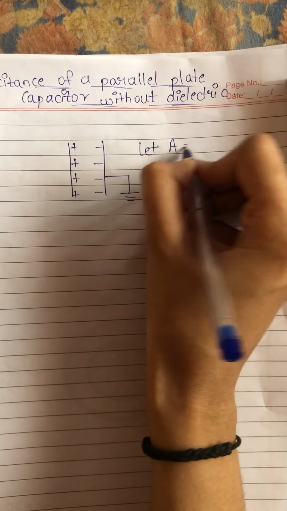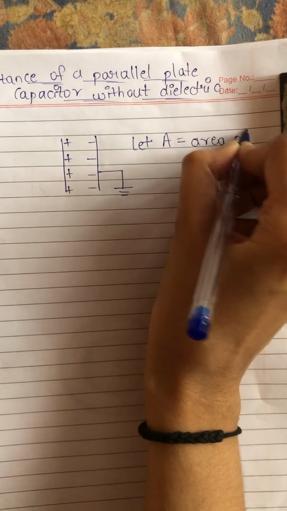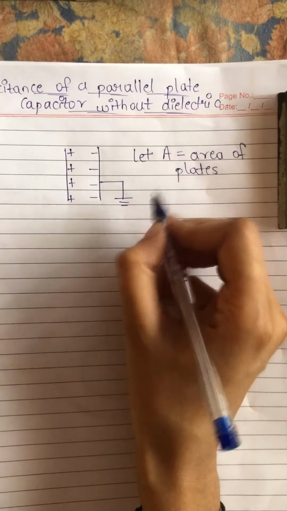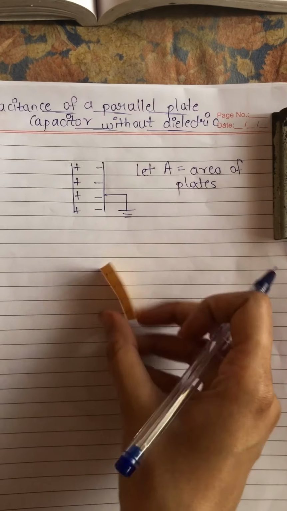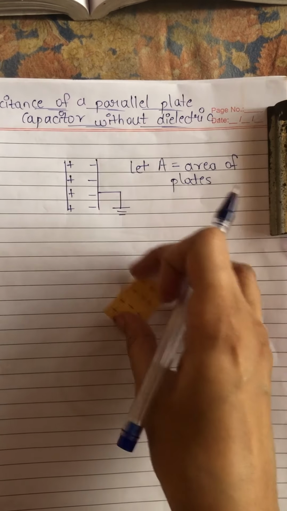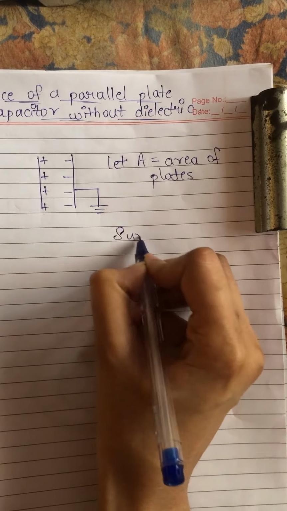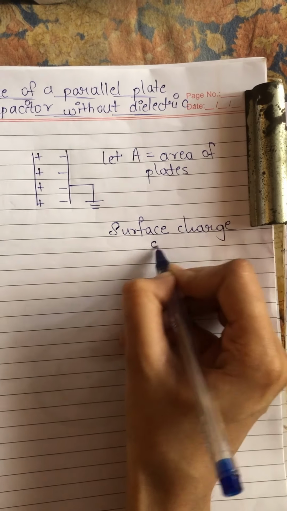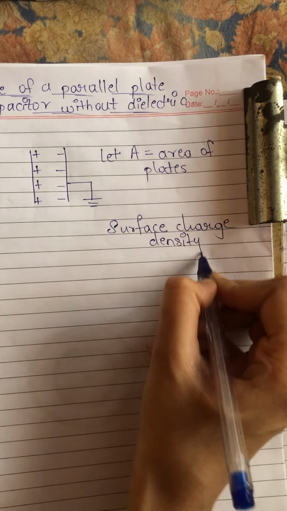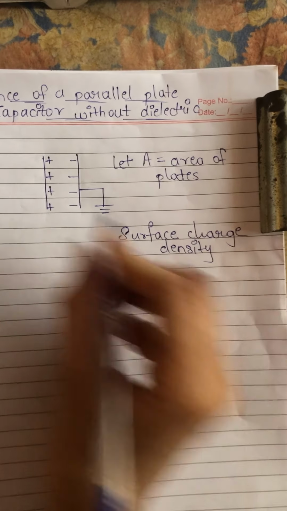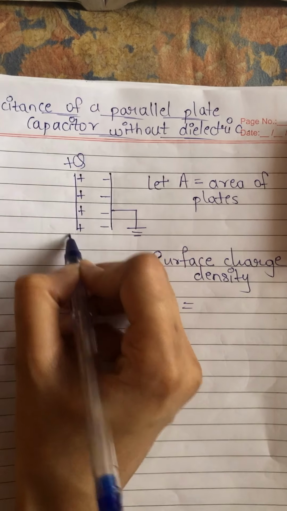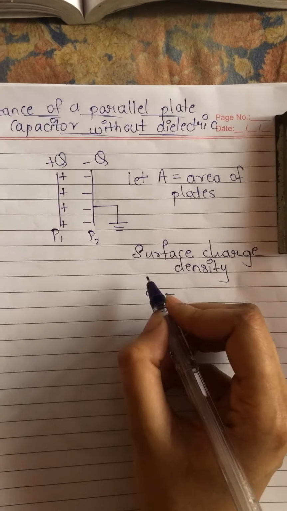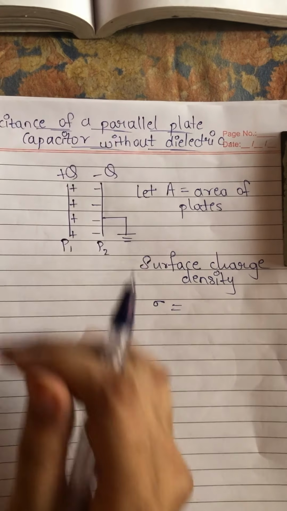let A be the area of plates. Now this is just a surface, a two-dimensional surface. So for this we'll be finding surface charge density denoted by sigma. If plus q is the charge on plate P1 and minus q is the charge on plate P2, then the surface charge density for this and for this.